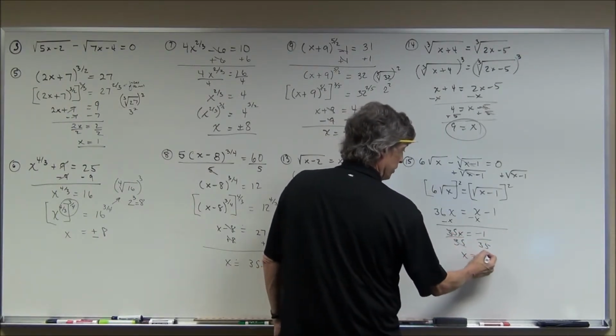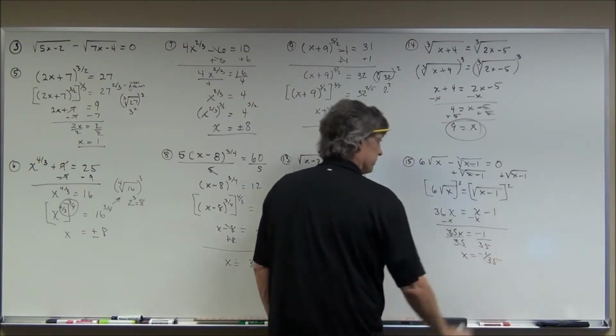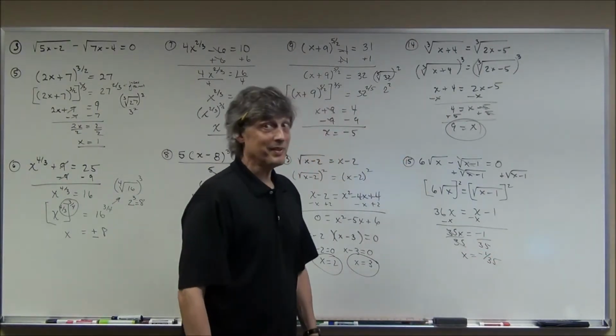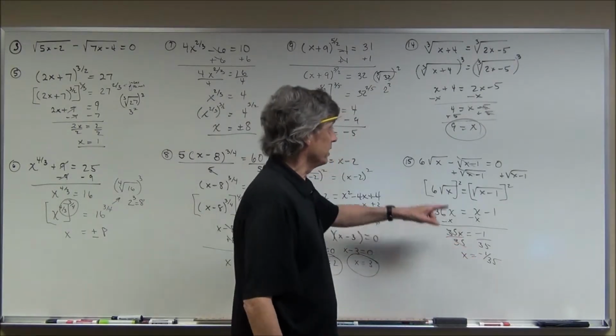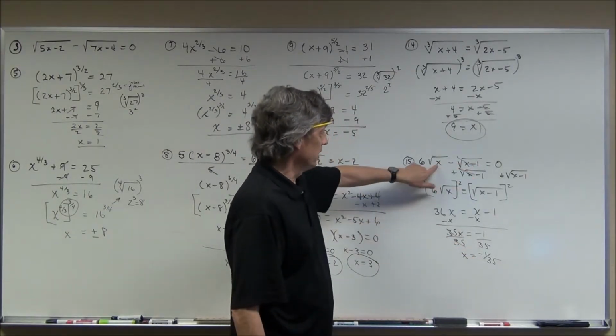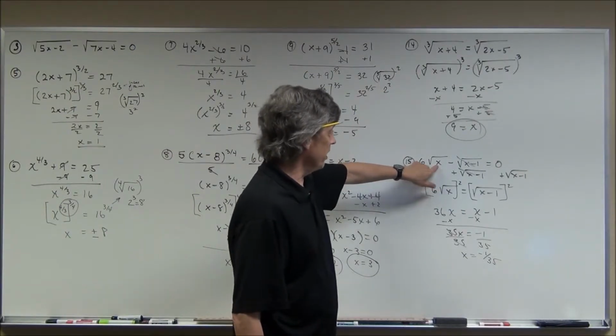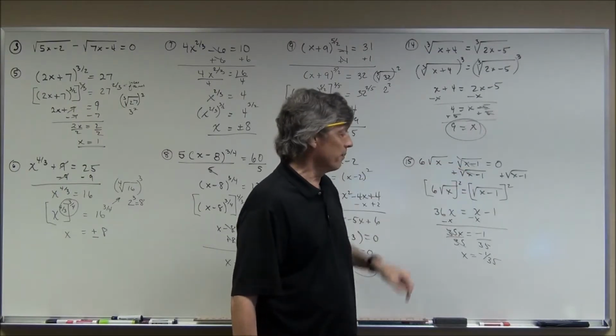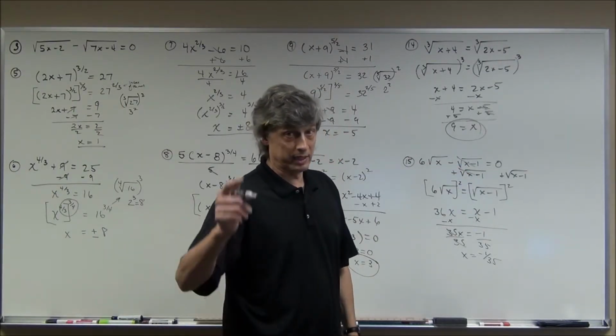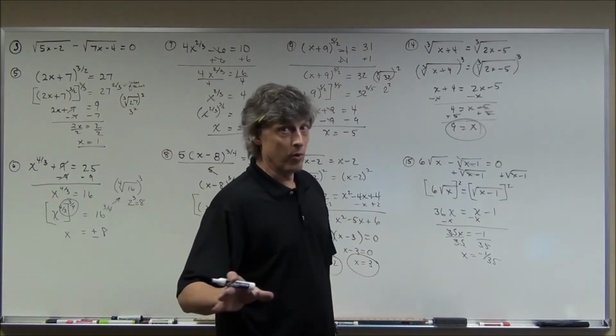And I have x is equal to negative 1/35. Now, here's the deal. If I was to plug this back into my original problem, I would be putting a negative in there and a negative there. I would get the square roots of negative numbers. That's an imaginary number. That's the theme with the i. So we're not going that route.